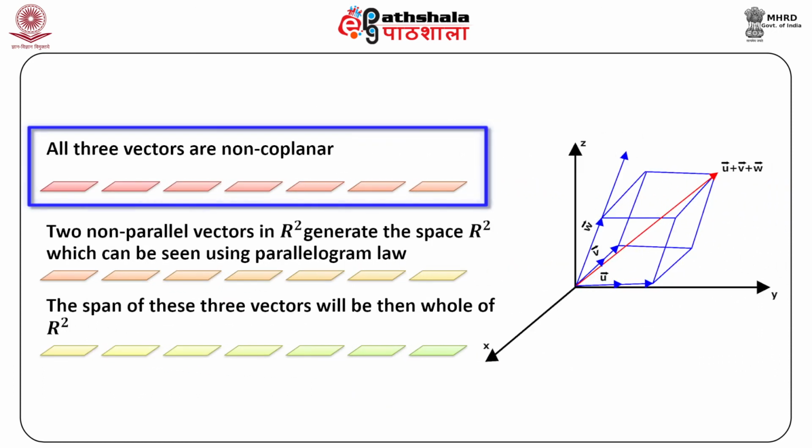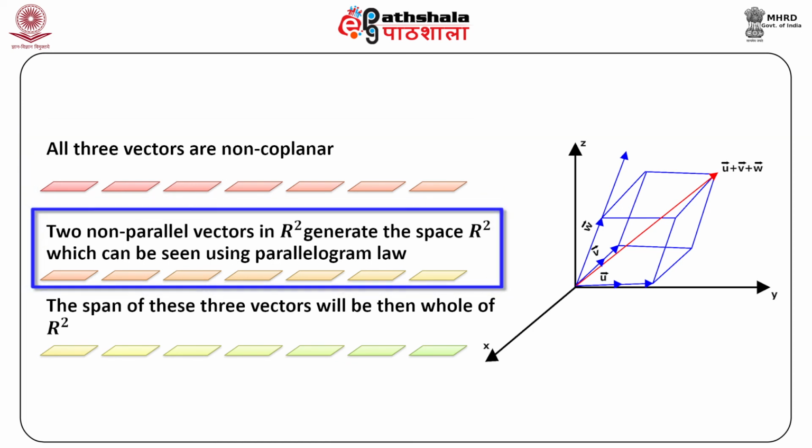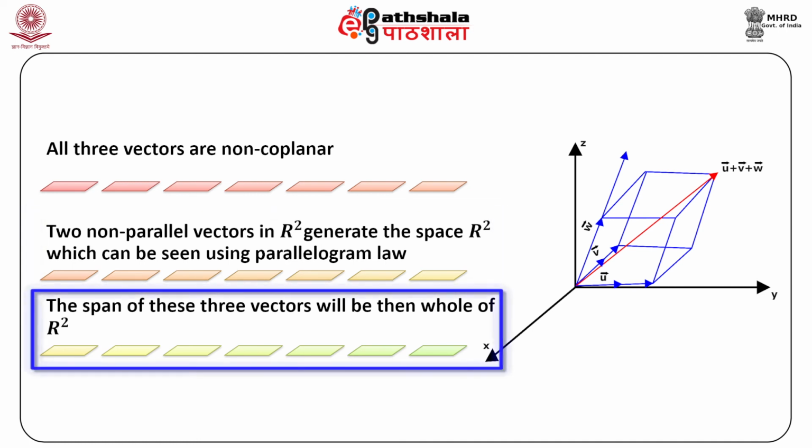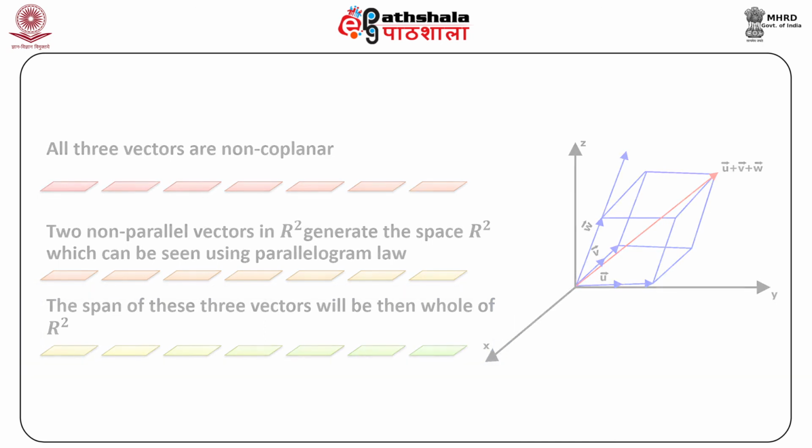Case 3. All three vectors are non-coplanar. We know two non-parallel vectors in R² generate the space R², which can be seen using the parallelogram law. Similarly, in R³, we can construct the parallelepiped with edges parallel to the three given vectors, and their sum would be represented by the diagonal of the parallelepiped. Now, the span of these three vectors will be the whole of R³.